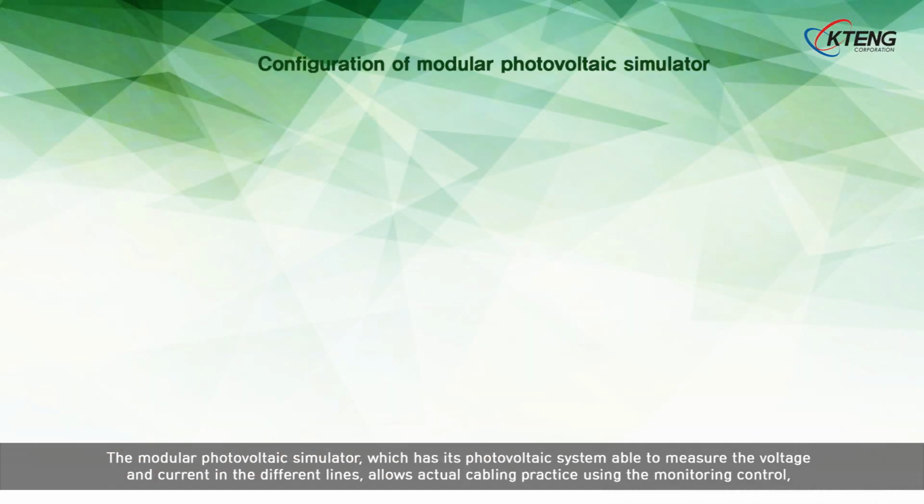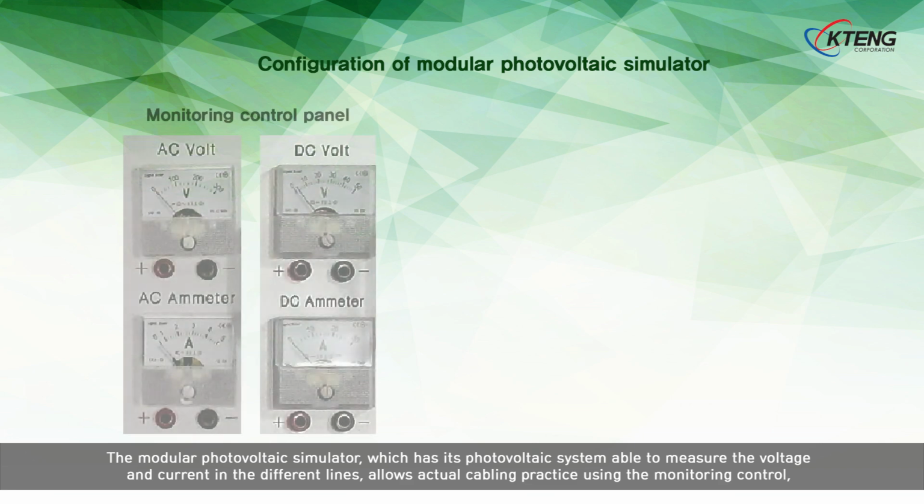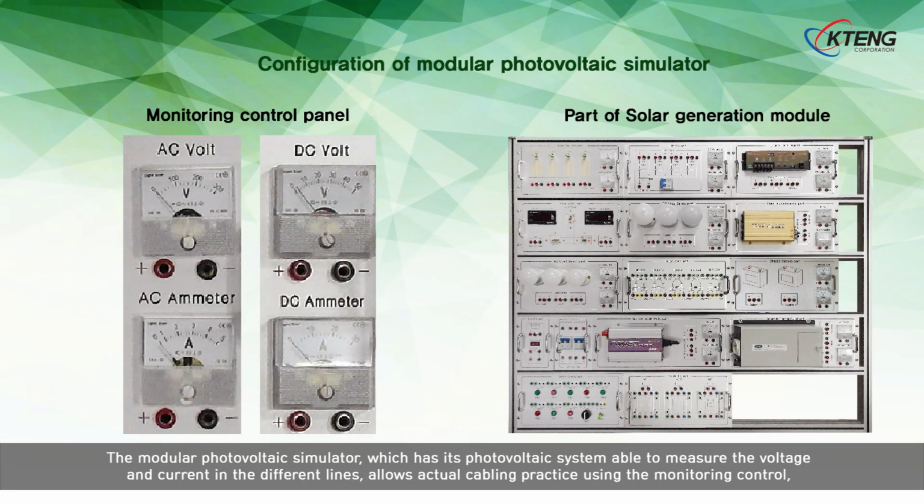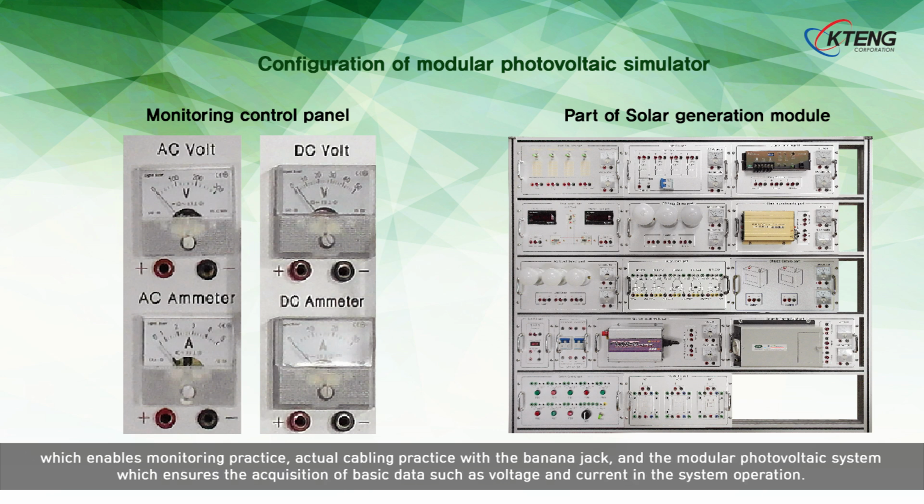The modular photovoltaic simulator, which has its photovoltaic system able to measure the voltage and current in the different lines, allows actual cabling practice using the monitoring control, which enables monitoring practice, actual cabling practice with the banana jack, and the modular photovoltaic system, which ensures the acquisition of basic data such as voltage and current in the system operation.